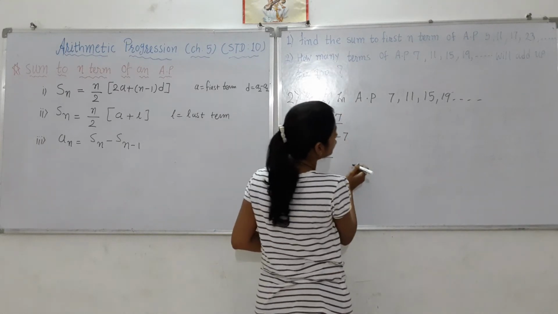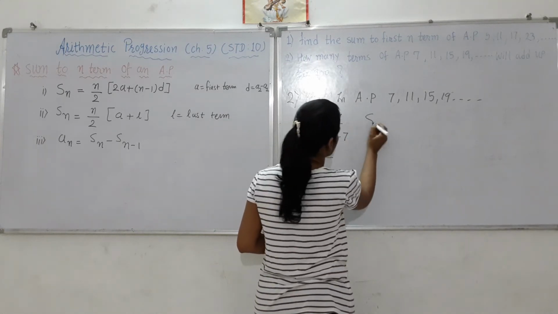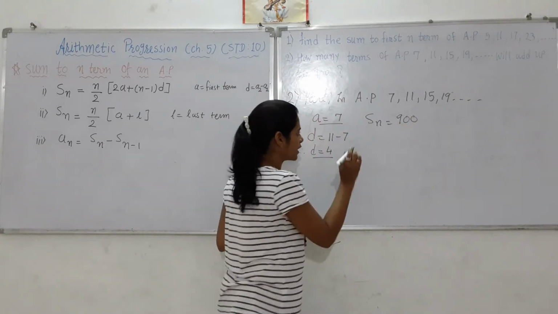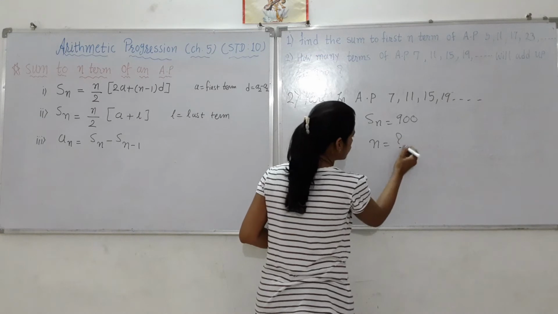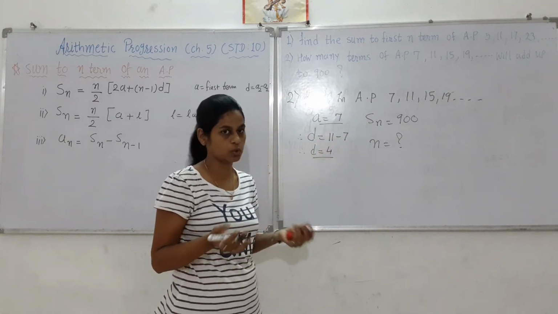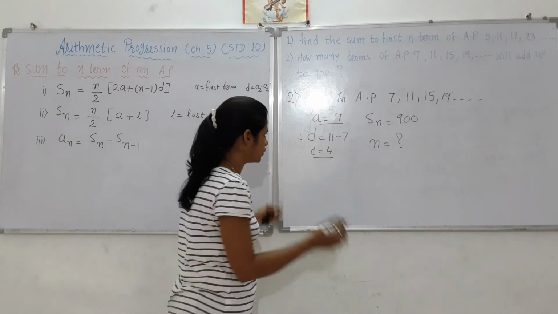One more thing given here, Sn is equal to 900, and what you want to find here is n. n is equal to question mark. So definitely Sn is given in your question, so you should use the Sn formula.